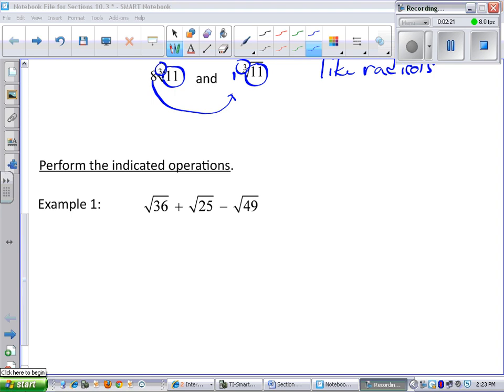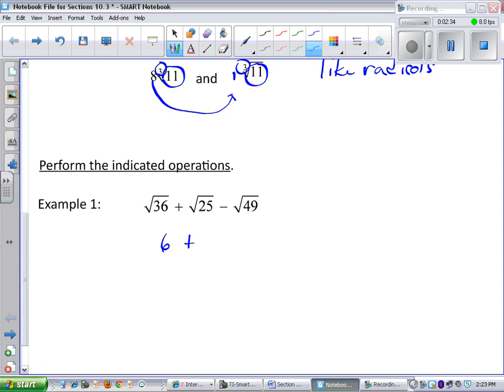Now, none of these are like radicals at this point, but if I were to simplify these, the square root of 36 would turn into 6, and the square root of 25 would turn into 5, and the square root of 49 would turn into 7. 6 plus 5 is 11, and 11 minus 7 is equal to 4. So we were able to simplify that.